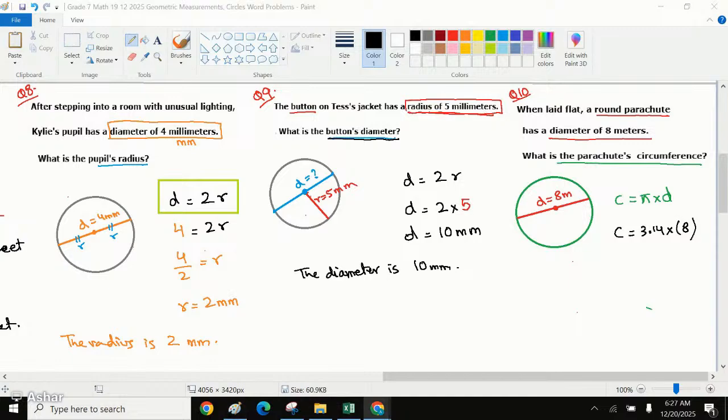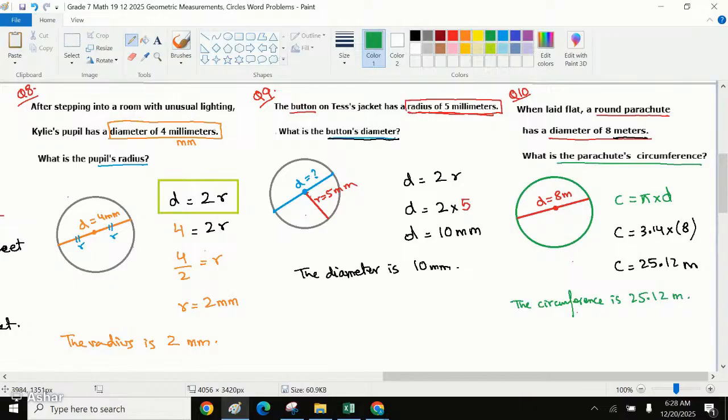Can you give me the answer, please? Yeah, that is correct. The answer is 25.12, and this was in meters. So we write meters over here, M over here. And the final statement, what we can write is, the statement can be given as, the circumference is 25.12 meters. Okay.